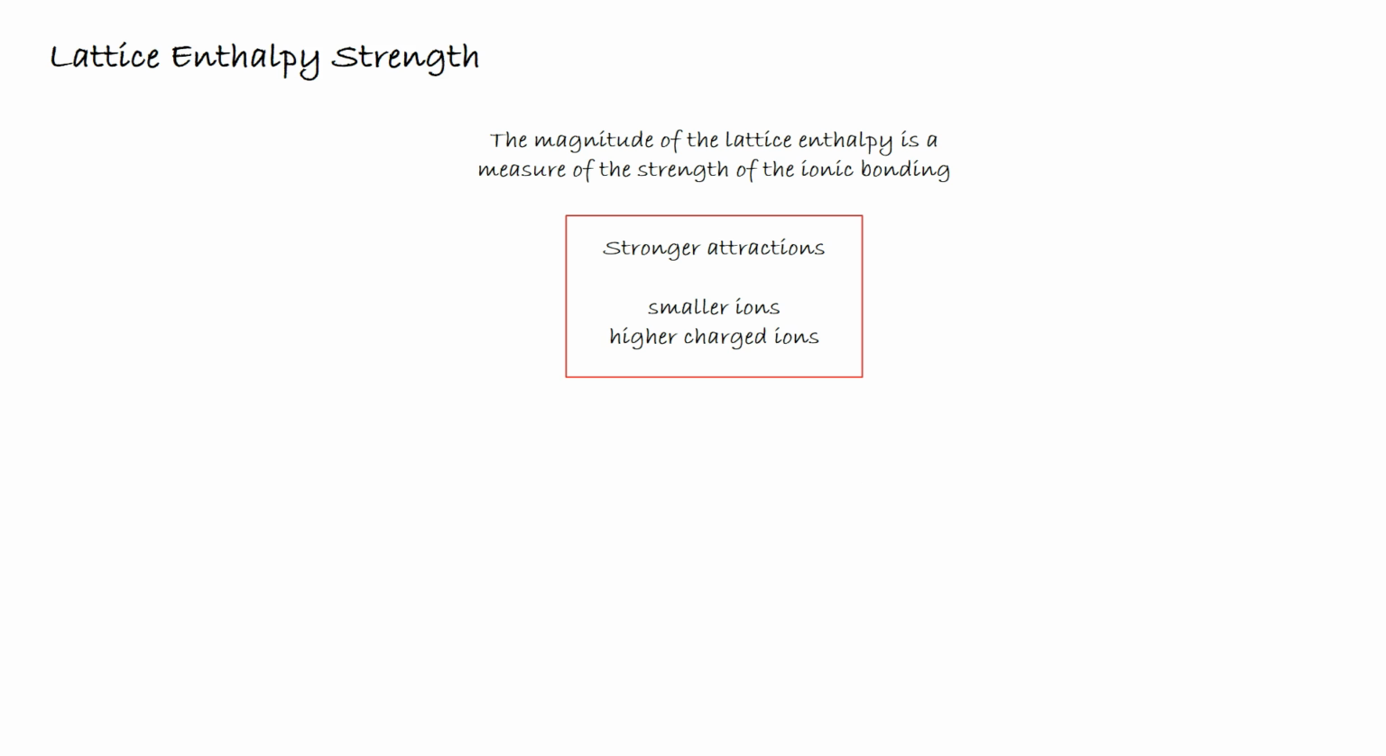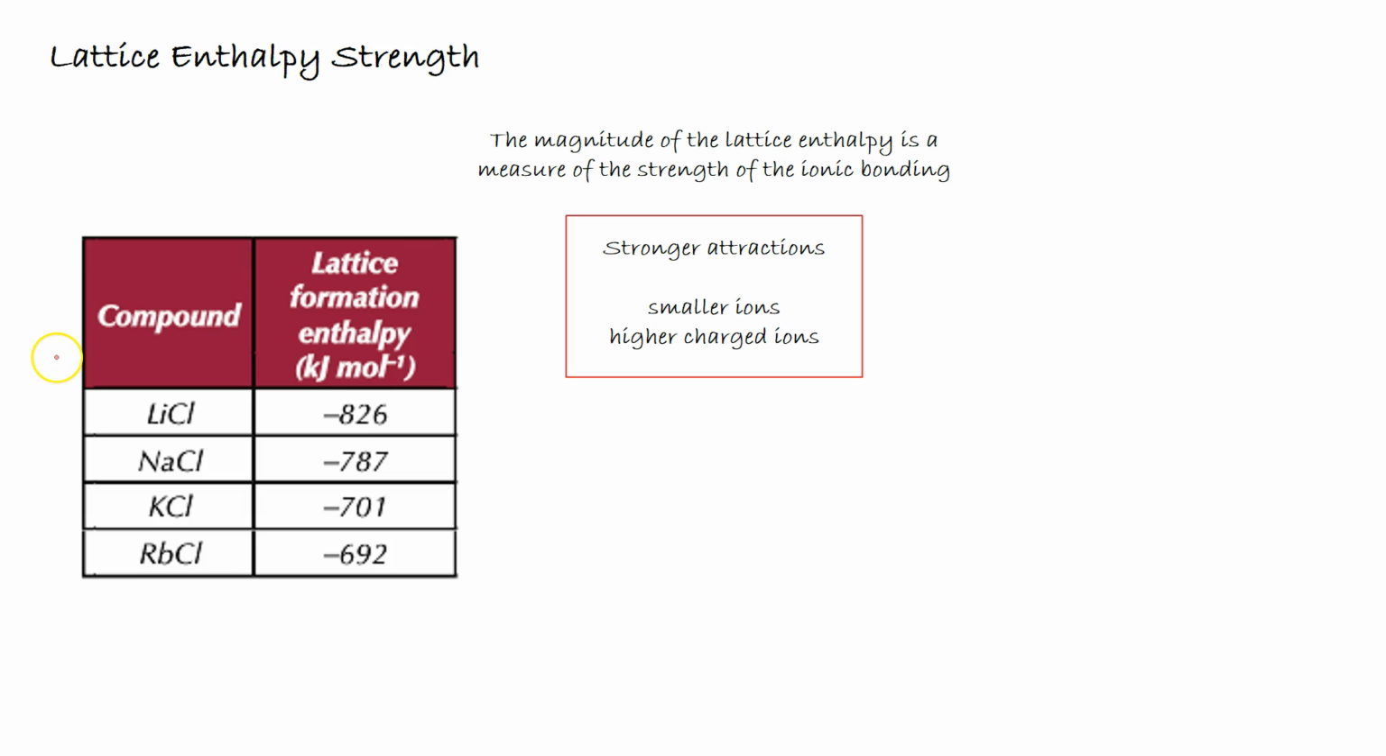So we can have a look here at some data. In this example, as we go down the table, we notice that the value of the lattice formation enthalpy decreases, and that is because we're seeing an increase in the size of the positive metal ion.